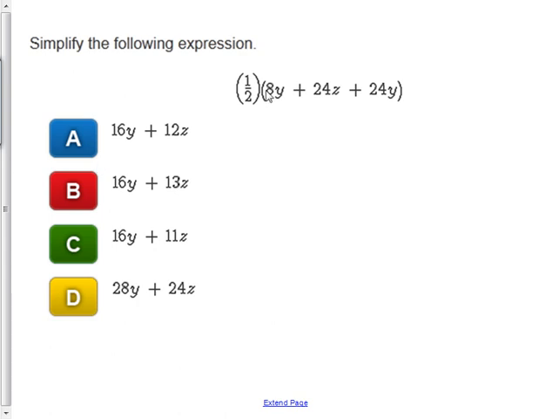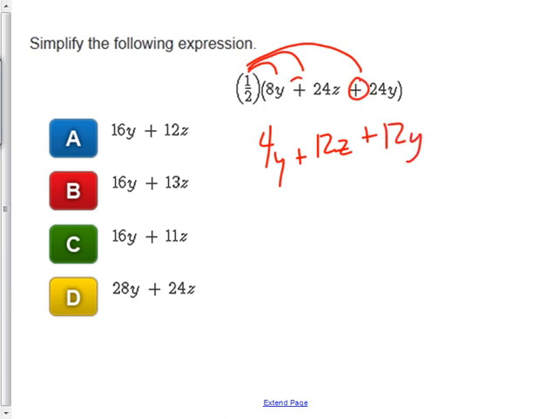Okay, simplify the expression. So I have to distribute this 1/2 not to just two things, but actually all the way through. So basically I got to take half of everything. So 8y is going to change to 4y, and 24z is going to be 12z, and 24y is going to be 12y. Now notice the addition symbols all stayed the same because this was a positive 1/2, so I didn't have to change anything inside.